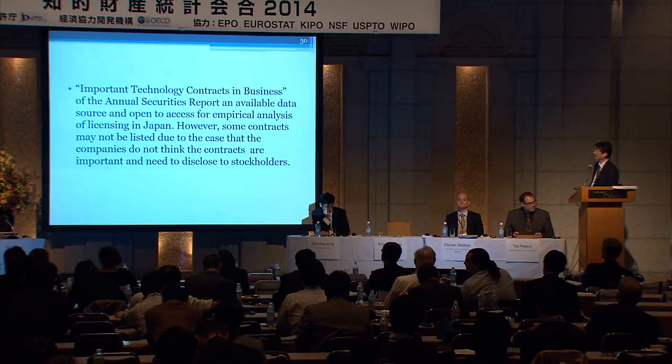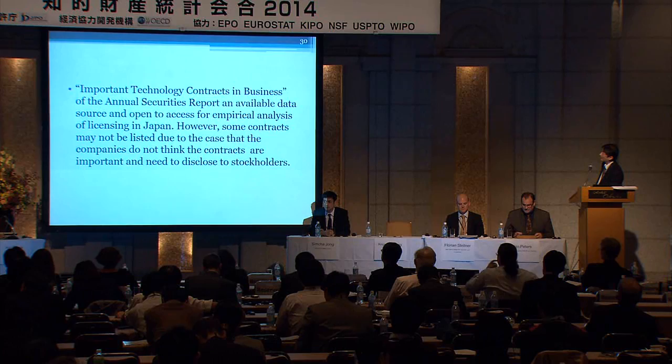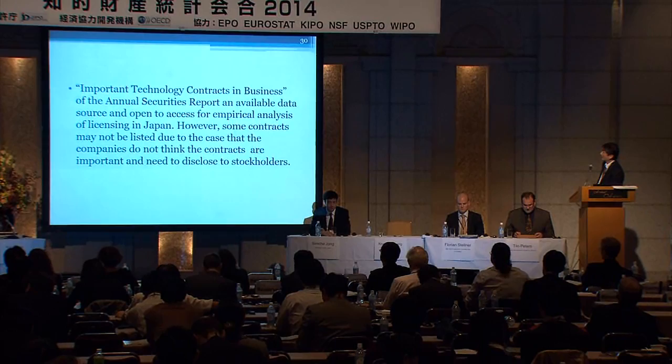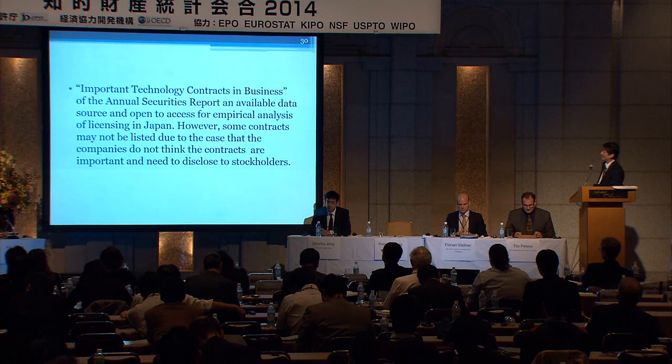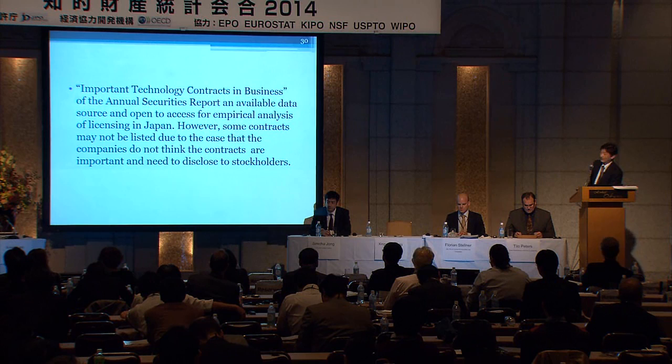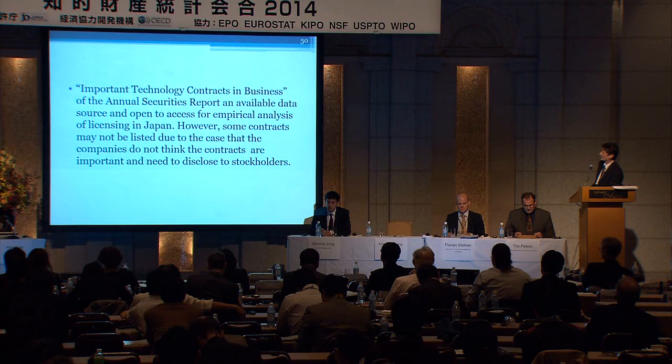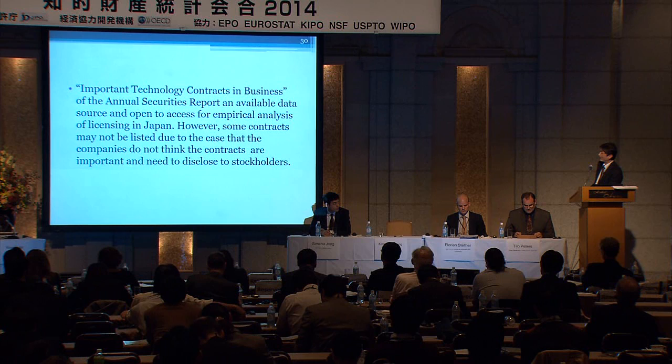The next is related to our data source. An important technology constraint in the use of annual security reports as a data source, and the key point is that it's open to access for empirical analysis in Japan. So our results can be replicated. However, some countries may not be listed due to the case that the company does not think the countries are important and did not disclose them to stockholders.